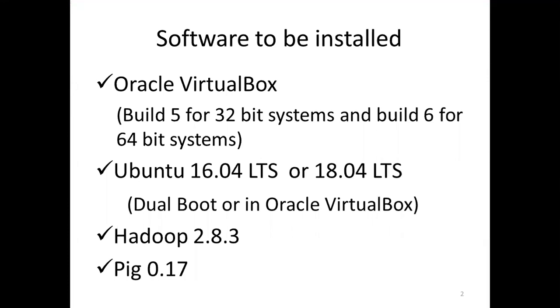We need to install Oracle Virtualbox, build 5 for 32-bit systems and build 6 for 64-bit systems. That's important because 32-bit systems don't support build 6 and onwards. And then we need to install Ubuntu 16.04 or Ubuntu 18.04.